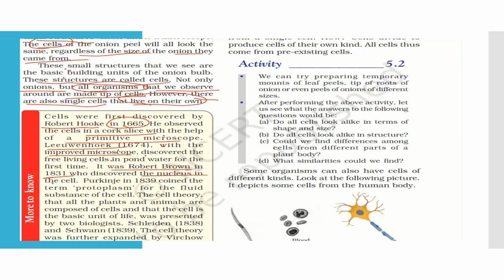So first it came to us in 1665. Then Leeuwenhoek in 1674 improved the microscope and discovered free living cells in a pond. Then in 1831 the nucleus was discovered. Now in 1839 protoplasm was discovered as a fluid substance present in the cell.